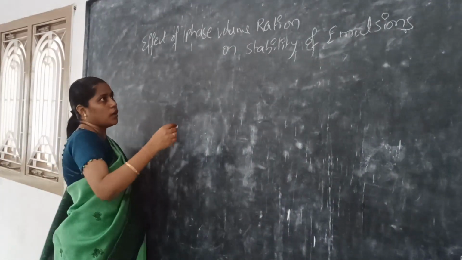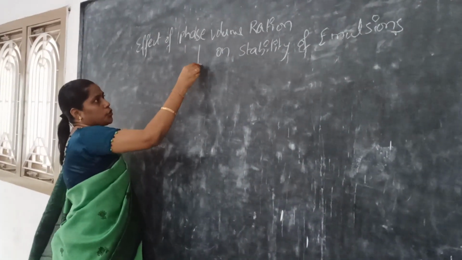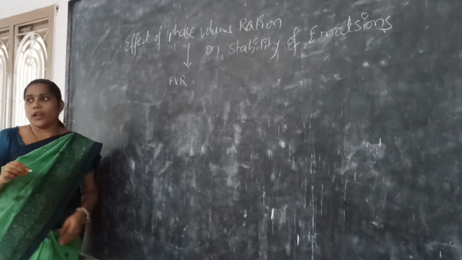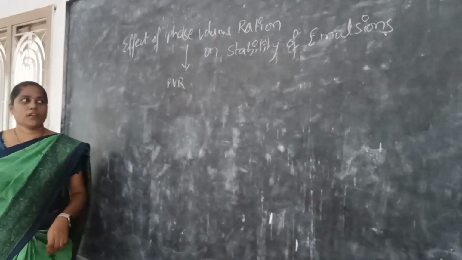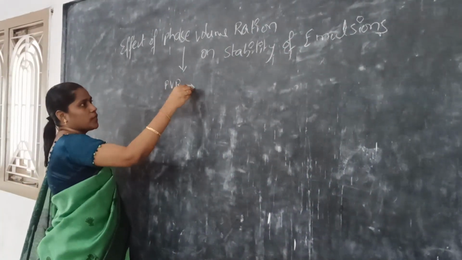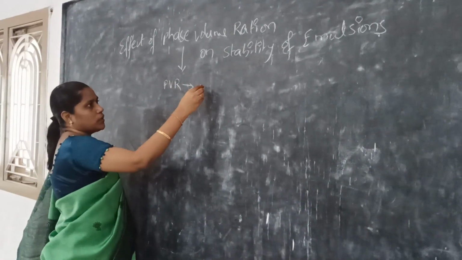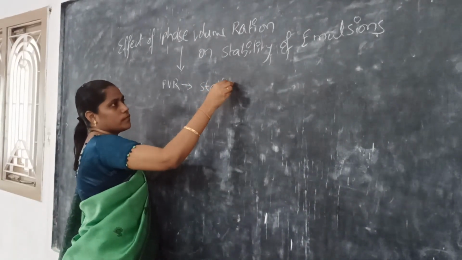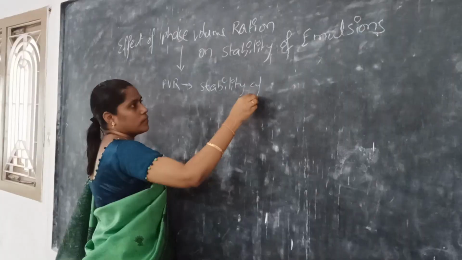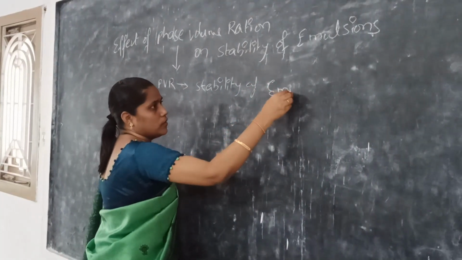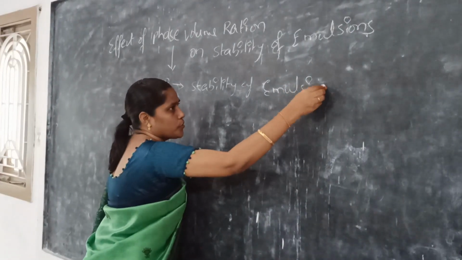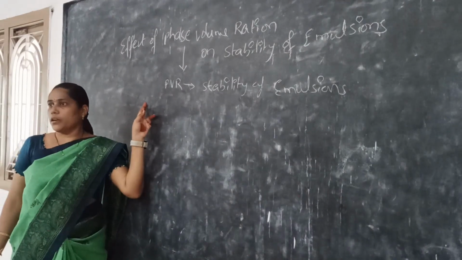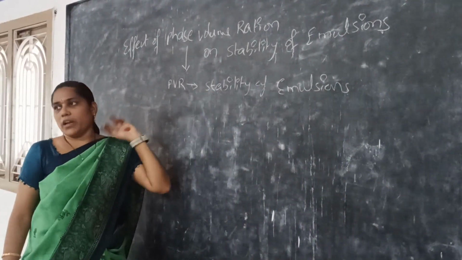So here the phase volume ratio is one of the parameters to determine the stability of emulsions.